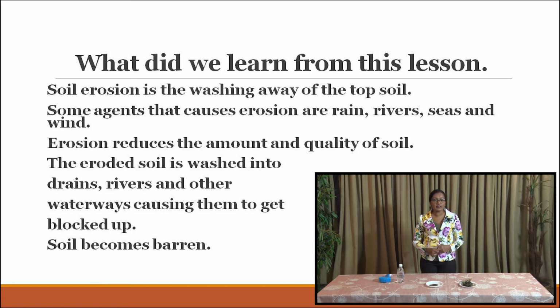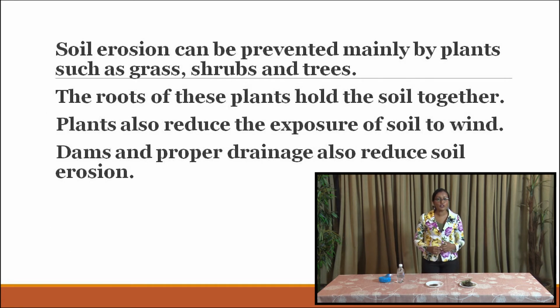What did we learn from this lesson? Soil erosion is the washing away of the topsoil. Some agents that cause erosion are rain, rivers, sea, and wind. Erosion reduces the amount and quality of the soil. The eroded soil is washed into drains, rivers, and other waterways, causing them to get blocked up. Soil becomes barren. Soil erosion can be prevented mainly by plants such as grass, shrubs, and trees.